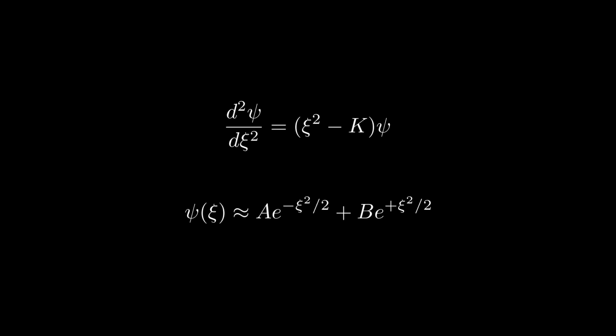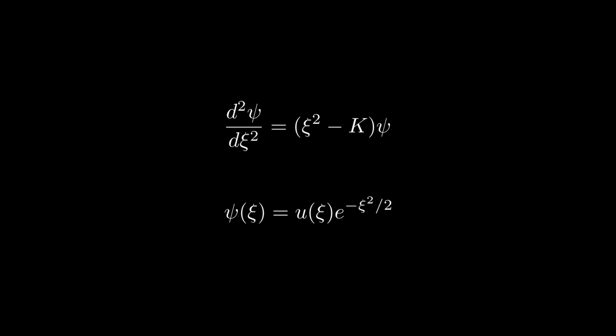Since the wave function must vanish as x or psi goes to infinity for the state to be normalizable, we can eliminate the term with plus psi squared over 2. Since the true solution is likely not just a Gaussian, we can replace this constant a with a function u to get complete equality, giving us the following ansatz for our solution.